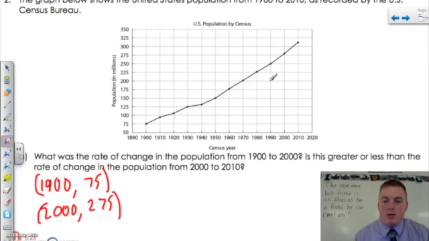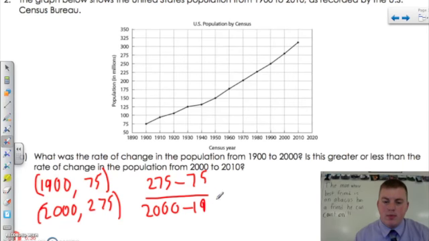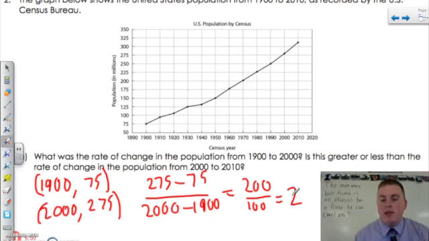Again, I got those ordered pairs from the graph. So I'm going to plug it into my slope formula. I'm going to do y2 minus y1 divided by x2 minus x1. Alright, 275 minus 75 is going to give me an even 200, and 2000 minus 1900 is going to give me an even 100. So my rate of change is going to simplify to be 2. So you guys do the same thing for 2000 to 2010, and then write a little sentence comparing the two as to which is greater and which is less than.